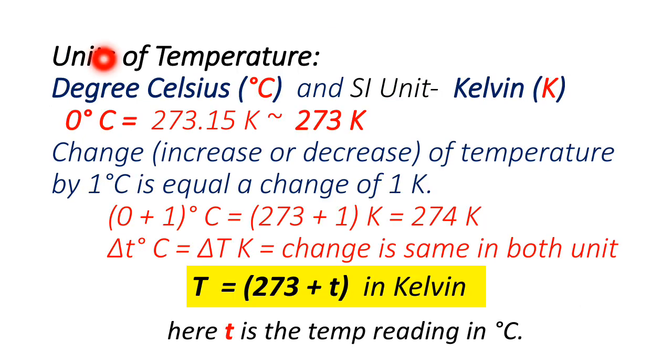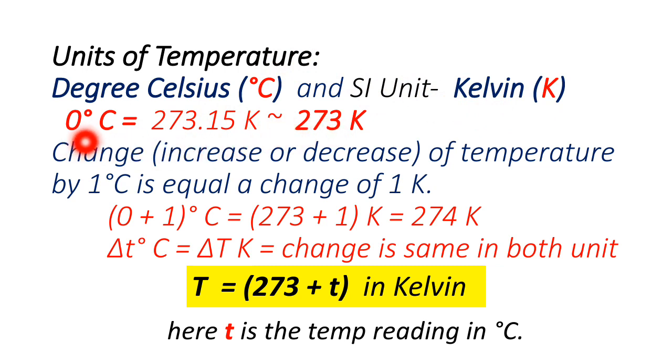Now what is the unit of temperature? As we know, degree Celsius is one of the units of temperature, and in SI the unit of temperature is Kelvin. Temperature is one of the fundamental quantities, and its SI unit is Kelvin. So here we have degree Celsius and Kelvin, those are the two units. So how can we relate those?